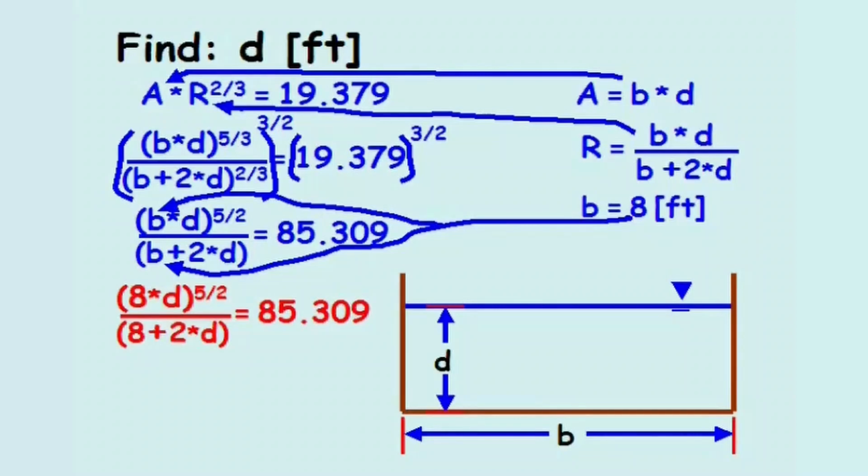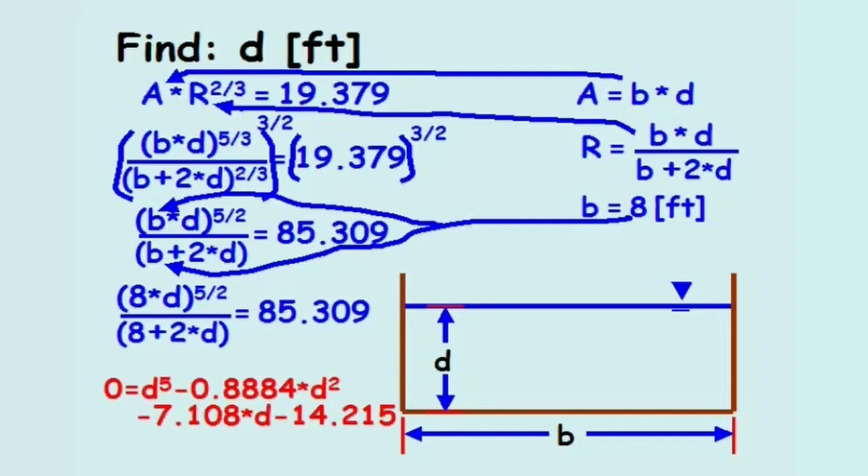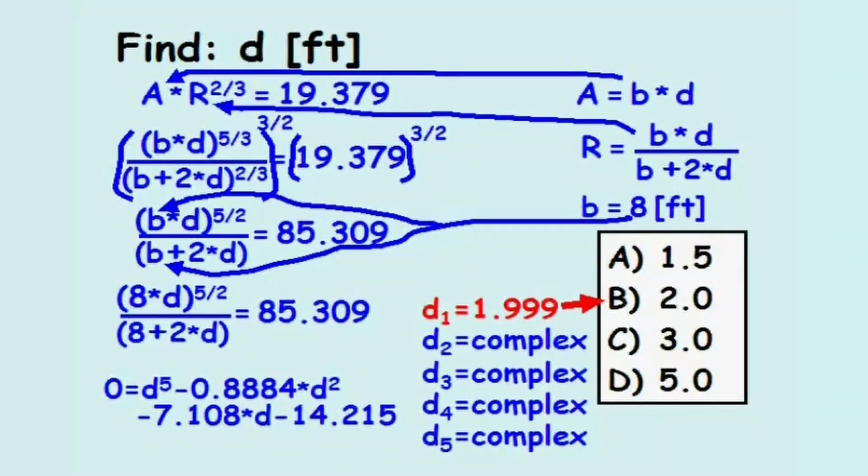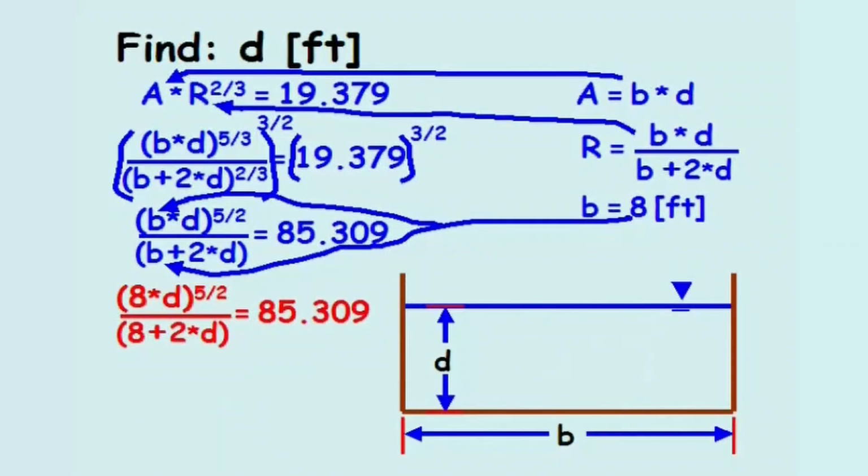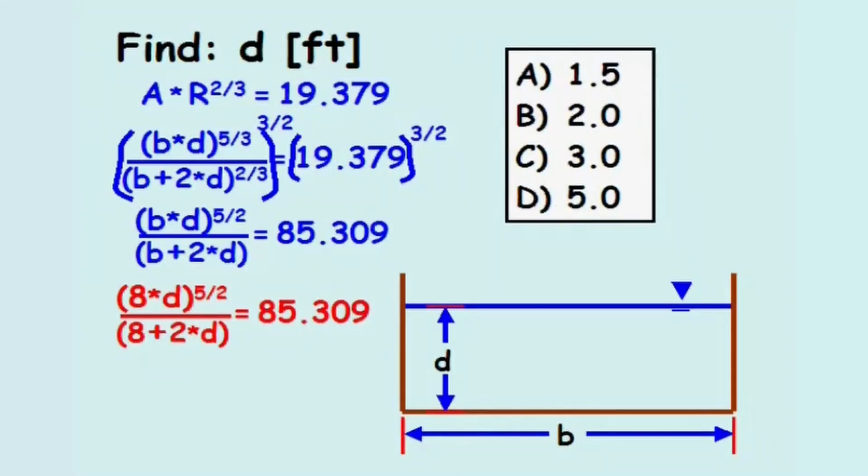If we had access to a calculator which can solve polynomial expressions for the roots, we would simply find those roots and determine which of those 5 roots equals one of the 4 possible solutions. But assuming we don't have access to that kind of calculator, another quick way to solve this problem is guess and check. Here we see the possible solutions for the water depth, d.